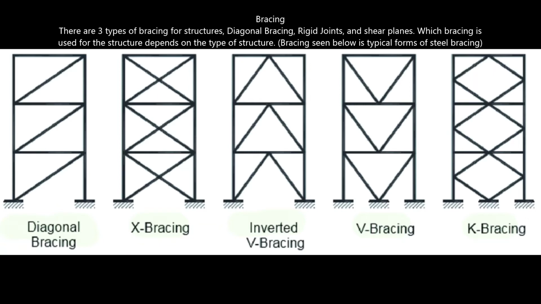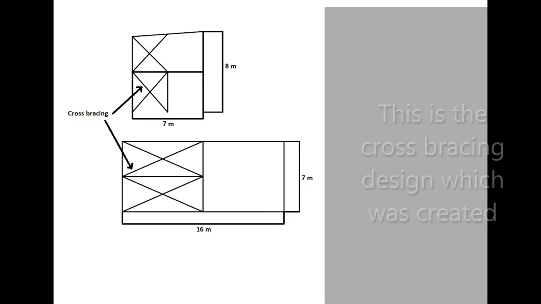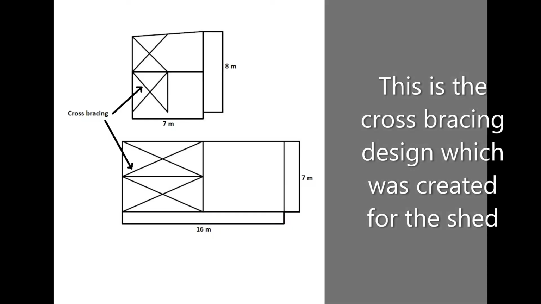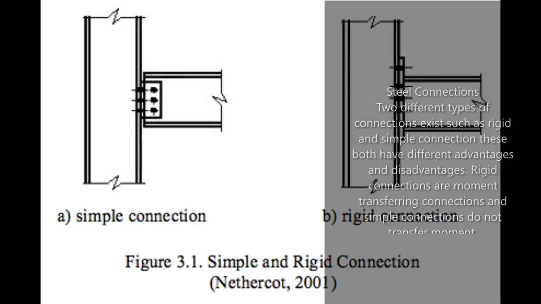Bracing. All structures must have bracing to support the structure, otherwise the horizontal loads will cause the structure to fail. There are 3 types of bracing for structure: diagonal bracing, rigid joints, and shear planes. Which bracing is used for the structure depends on the type of structure. Bracing configurations are also included in the image displayed on screen. Bracing for the shed was designed as seen in the image displayed on screen. This bracing was created based on the horizontal loads of the structure. Bracing plays an important role in strengthening structures to resist horizontal loads.